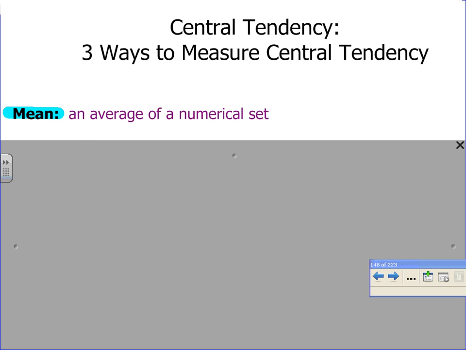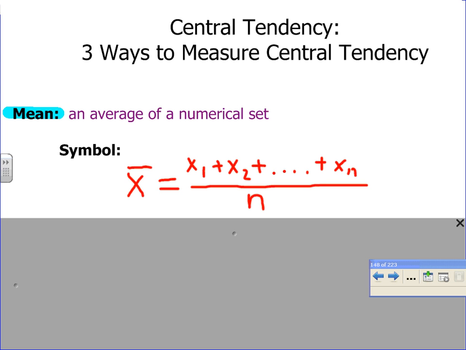Okay. The symbol for mean is X with a bar on top. So the symbol for mean, which is another word for average, is X with a line on top. Does anyone know what all this stuff means? It does mean something. Doug, what do you think?